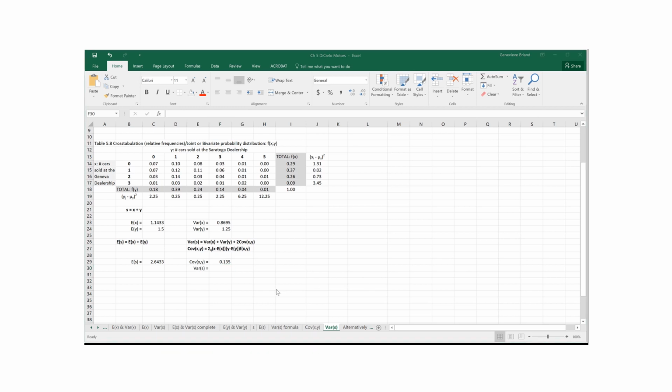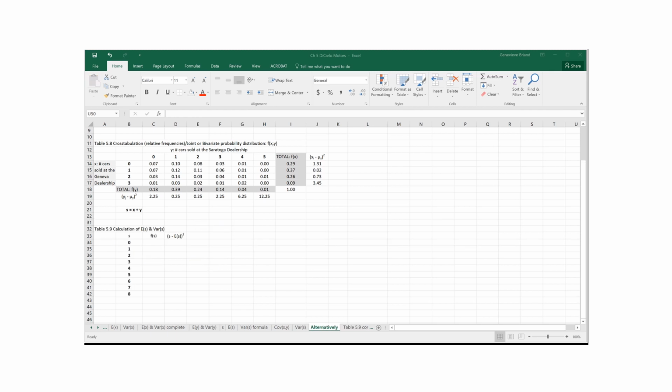Once I have my covariance, the variance of S is easy to compute. Looking at variance of x plus variance of y plus 2 times covariance. Here we go. Rounded to 4 decimal places, the variance for S is 2.3895.